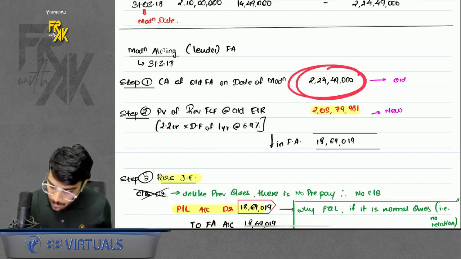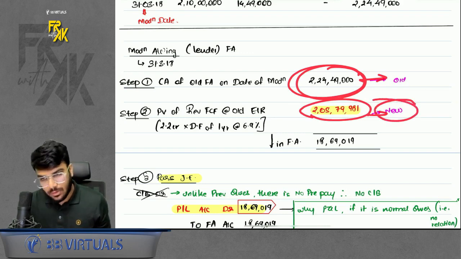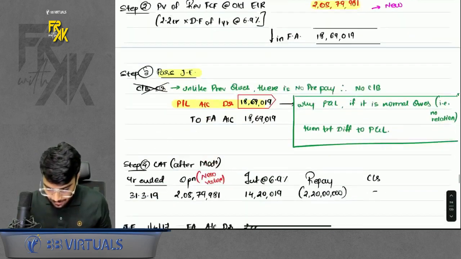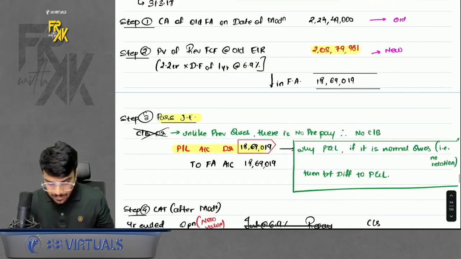Consider this to be the old amount and this one to be the new amount. That means you will come to know how much the reduction is going to be. So the reduction is approximately 1869,019. Okay. Now pass the entry in the third step.